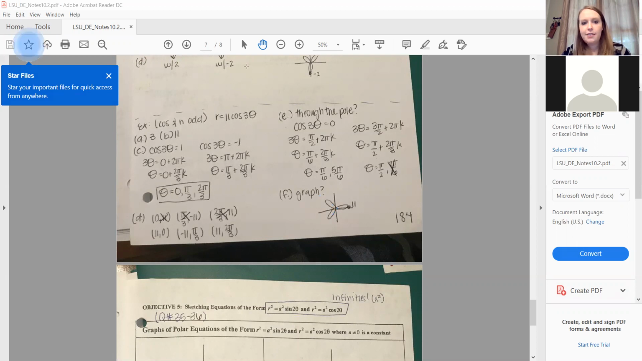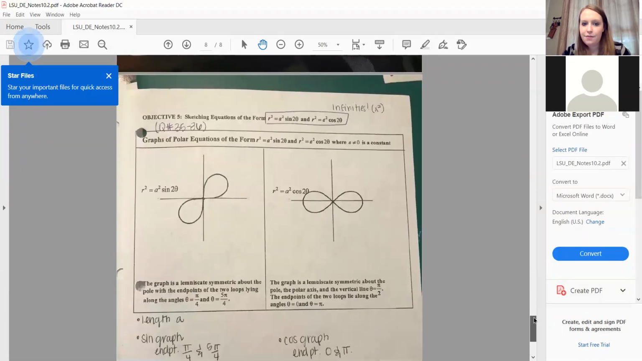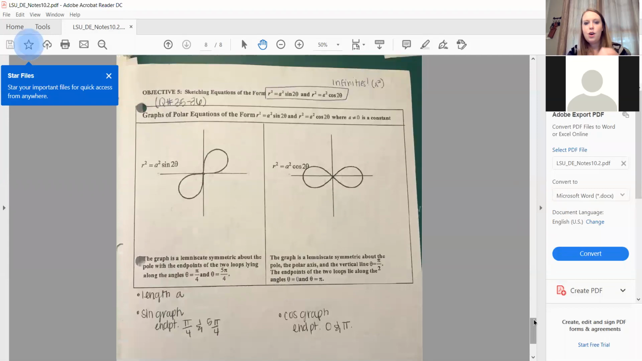All right, objective 5. These are what I call infinity symbols. This happens when r is squared and a is squared. So when you have a squared in there, you'll know you'll have infinities. Okay, so the length of your infinity symbol is the length of a.